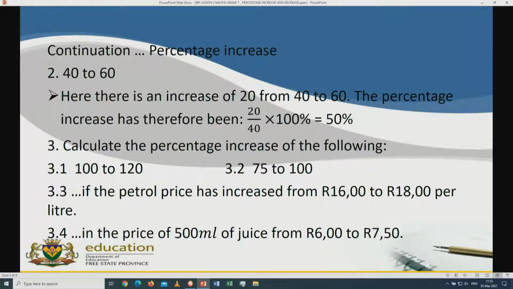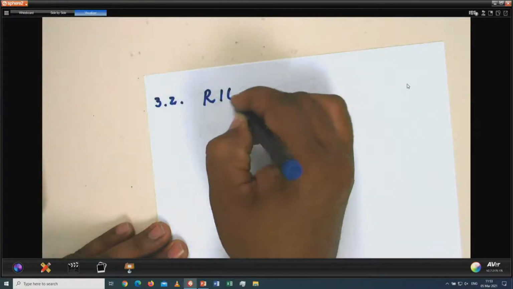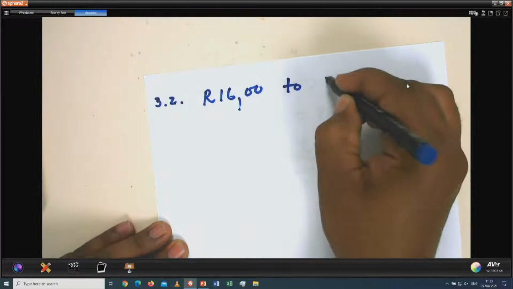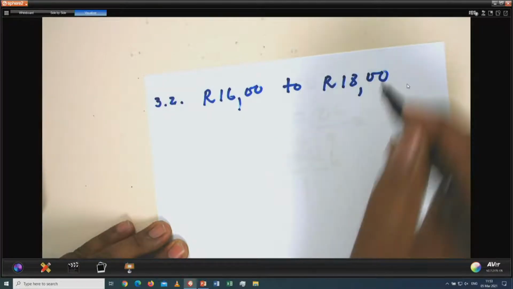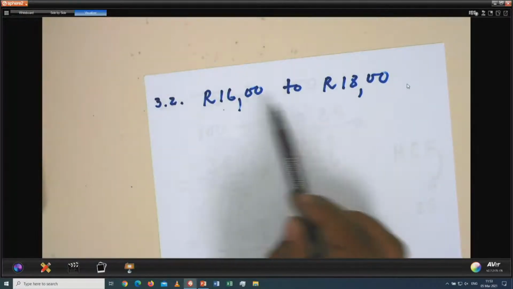I'm sure you'd recall that this past Tuesday at midnight, there was an increase in the petrol price. And therefore, this question says, now let us find the percentage increase from 16 Rand a liter to 18 Rand. Now we want to check in terms of percentages, how much is the percentage increase? Therefore, the price of petrol per liter was 16 Rand, and therefore it increased to 18 Rand a liter. Now what is it that we need to do first? We need to find the difference between the two.